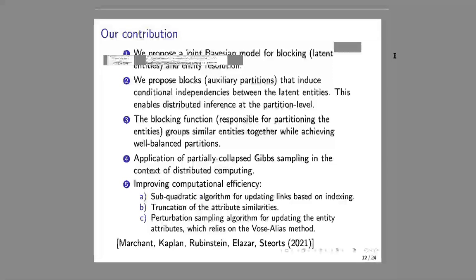So for example, if I'm comparing myself to Susan Paddock, the algorithm will look at that, see that the names are not the same, and it will truncate that to nearly zero. It won't truncate it to zero exactly because that creates issues with the sampler. Then we propose a perturbation sampling algorithm for updating the entity attributes. This relies on the Vose alias method. It's basically a quick little trick that allows us to do really fast updates at the entity level.